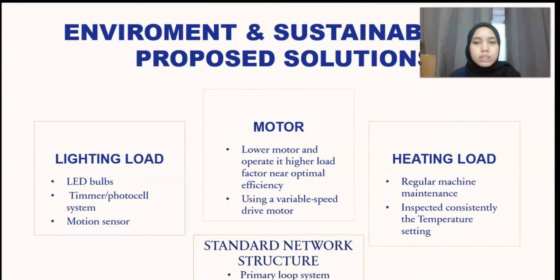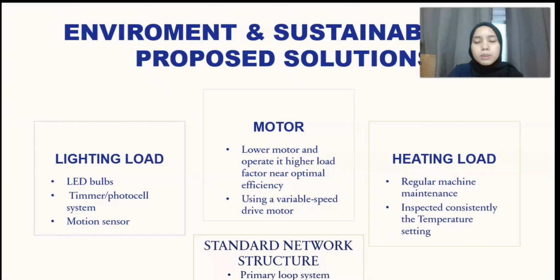Therefore, in order to solve the design issue, as I stated before, the proposed solution for lighting loads is replacing the fluorescent with LED bulbs. Besides, using a timer or a photocell system assists in automatically turning off outdoor lights during the morning. Furthermore, during daylight hours, an industry system is able to take advantage of natural light by placing work areas near windows. For indoor lights, the solution can be made by adjusting the light level or installing motion sensors so the light will go off automatically in a room with no worker.